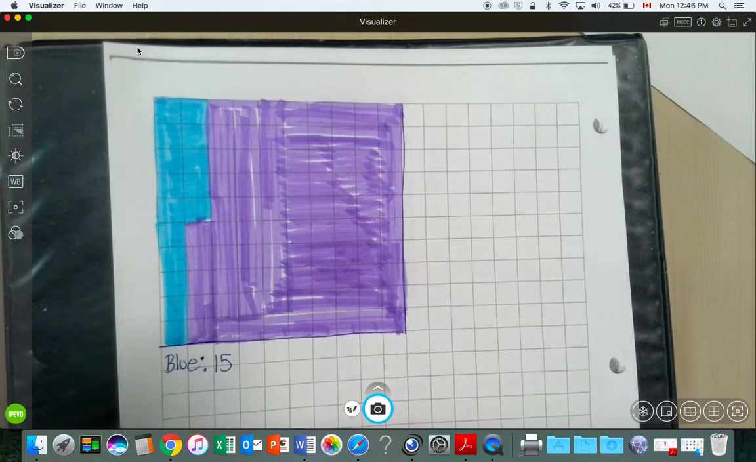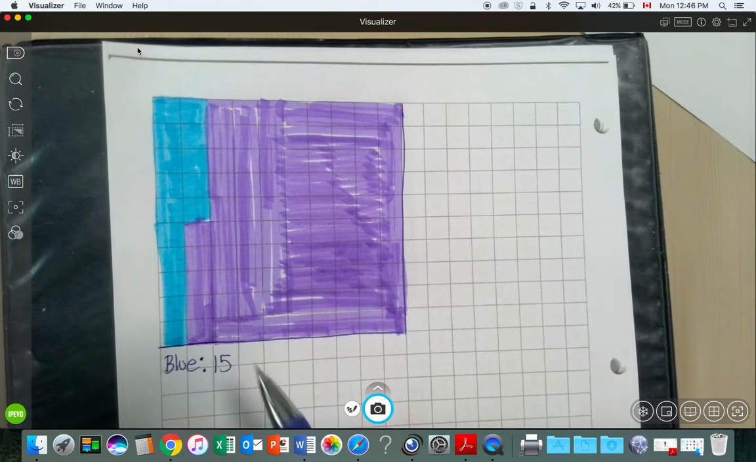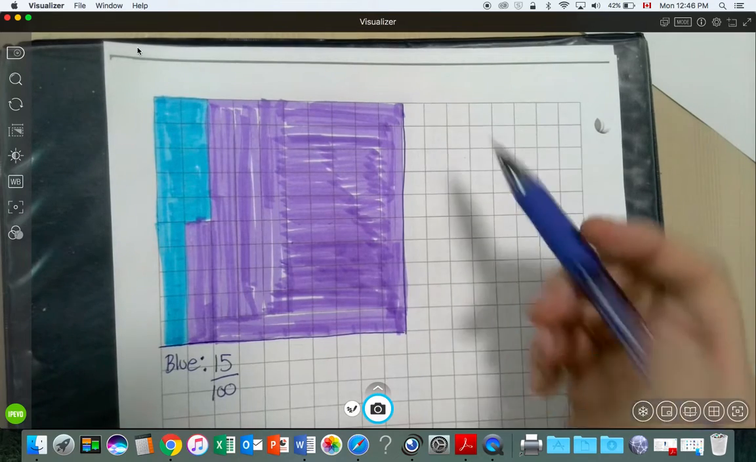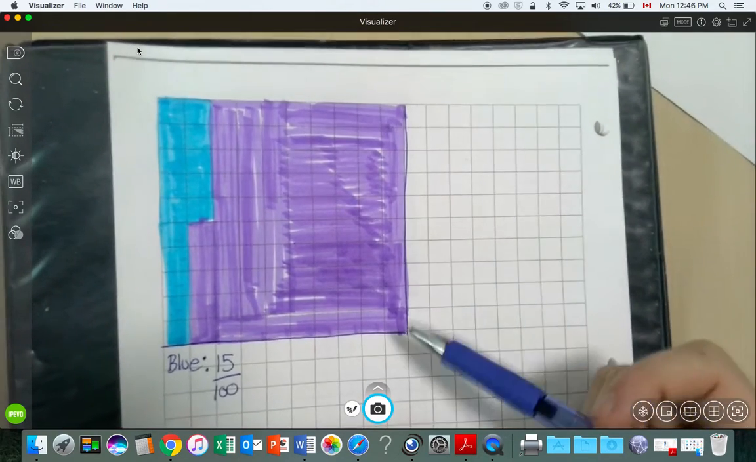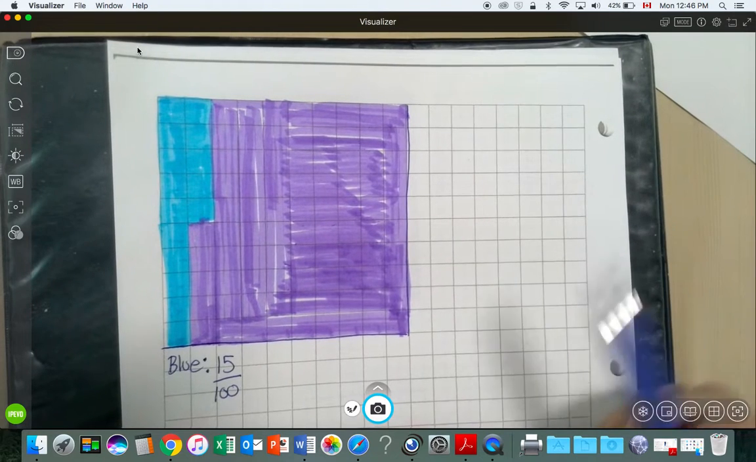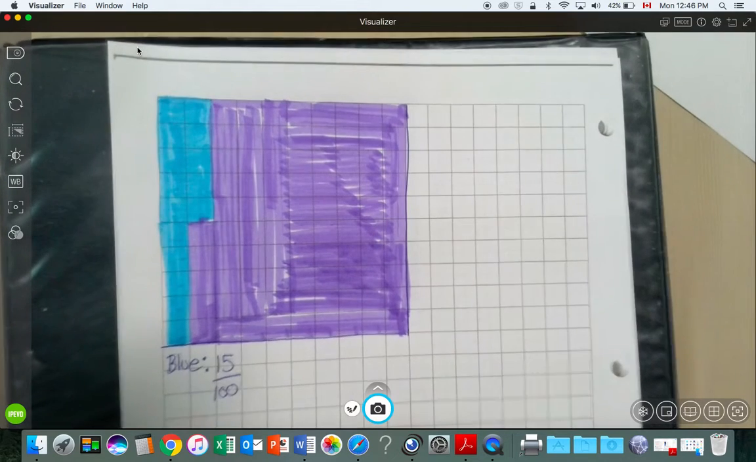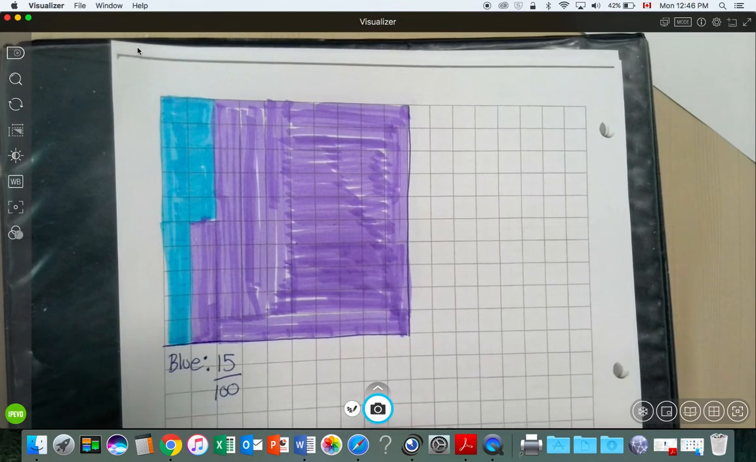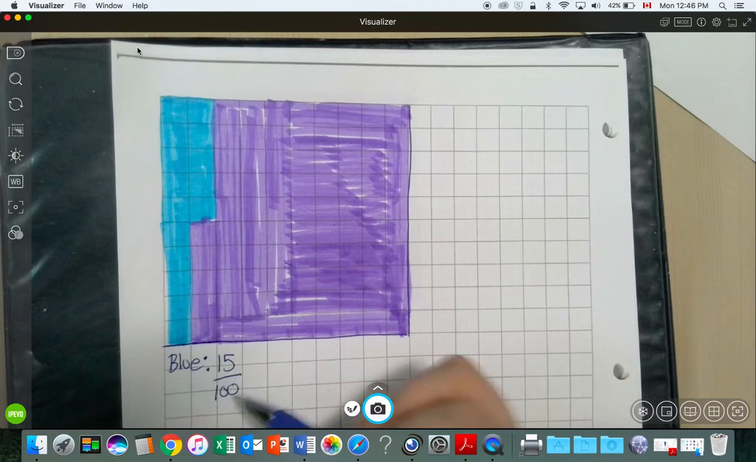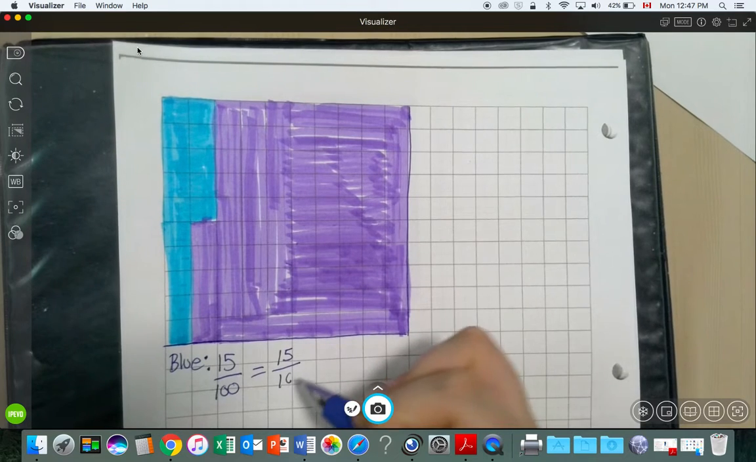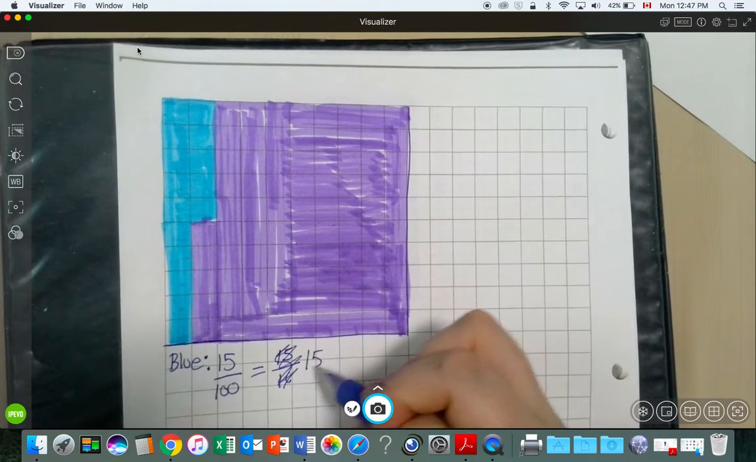Now how we write it is we write it as a fraction first. So I have 15 out of a total of 100. Because there's 100 squares, it's possible to have up to 100 blue squares. But I only have 15. So how we convert it into a percent is we know that percent means per 100. So we know that 15 over 100 would give us automatically 15%. Oh, I'm writing as a fraction again. Sorry, 15%.